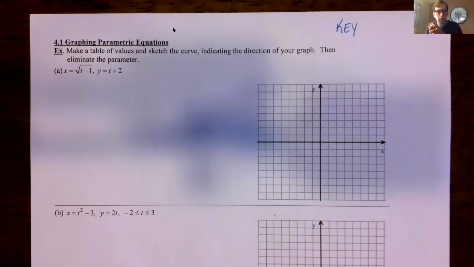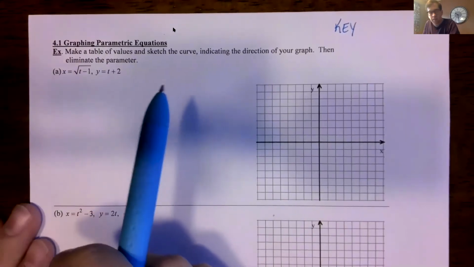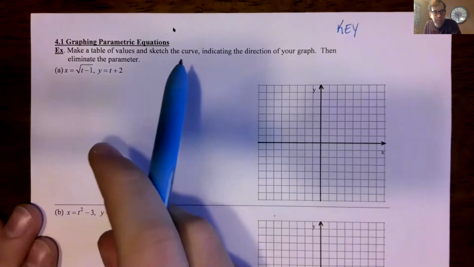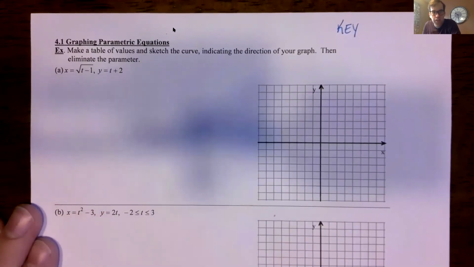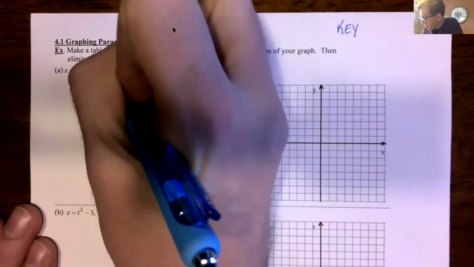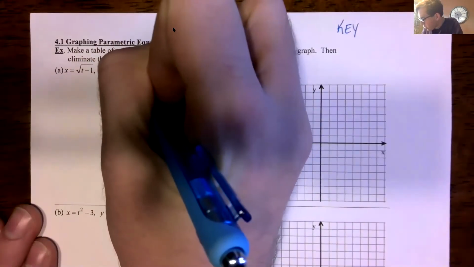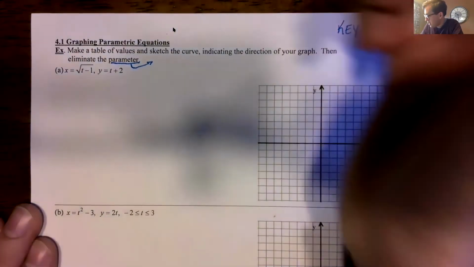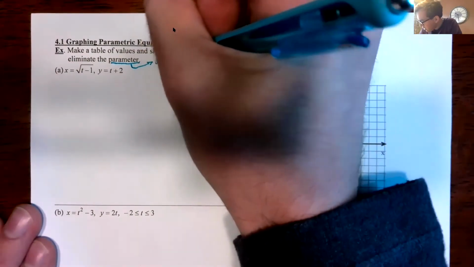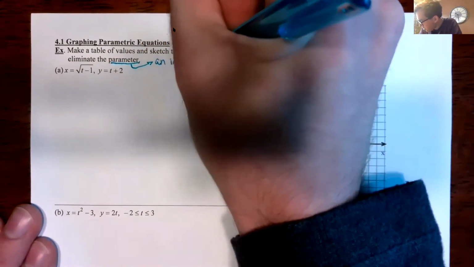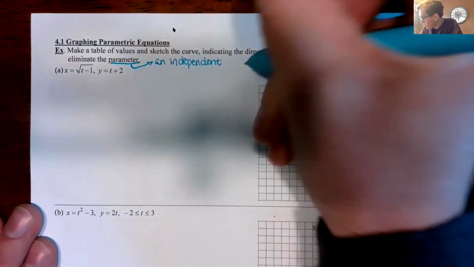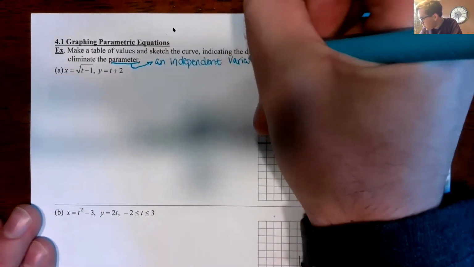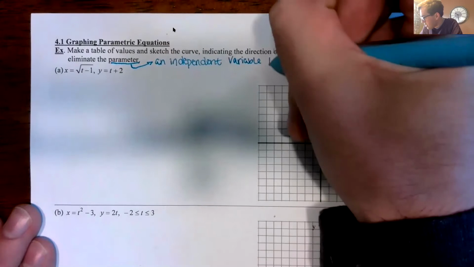Lesson 4.1, graphing parametric equations. For all of these examples today, we're going to make a table of values and sketch the curve indicating the direction of your graph, then eliminate the parameter. So there's a lot going on here. First of all, we need to know what a parameter is. A parameter is, in this case, an independent variable that both x and y depend on.